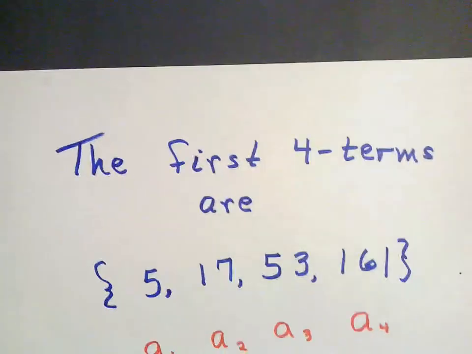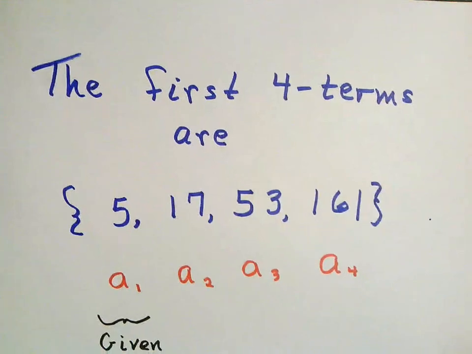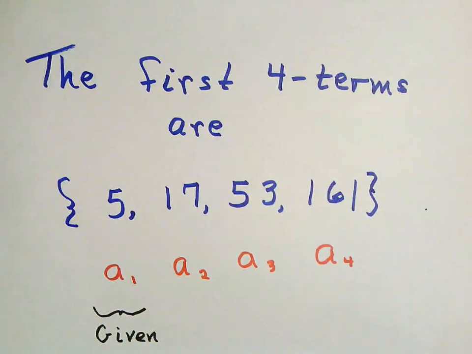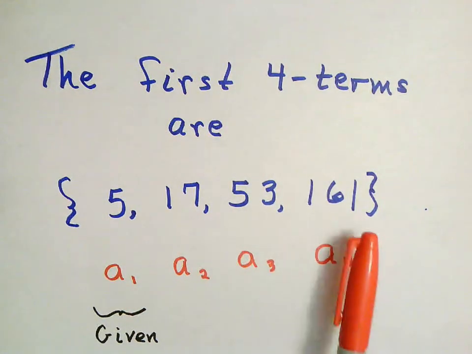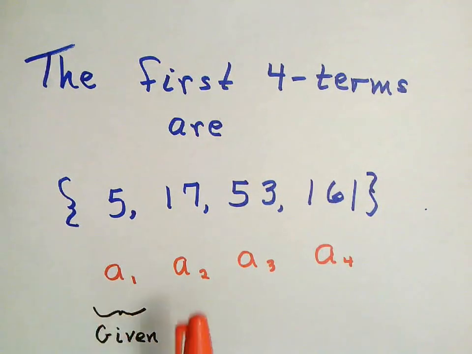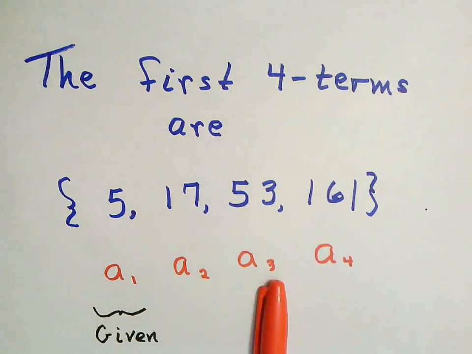And therefore, the first 4 terms of our recursive formula are 5, 17, 53, 161. The a sub 1 term, a sub 2 term, a sub 3 term, a sub 4 term. The first term, the second term, the third term, and the 4th term.